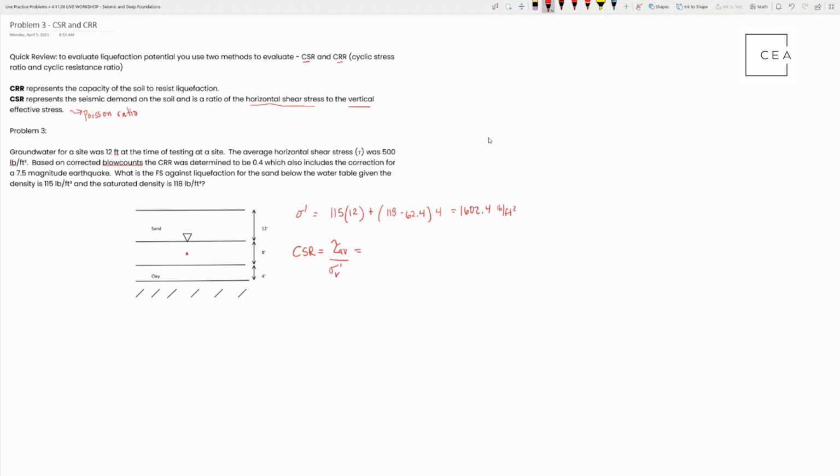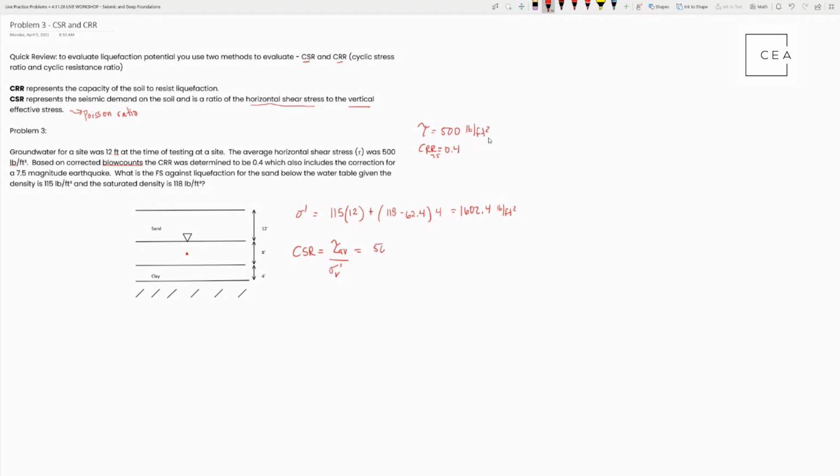We were given what the horizontal shear stress was. And in all honesty, I'd probably write down what each of these values were right over on the side, just so it's a quicker reference for me. Horizontal shear stress was given to me as this. CRR was given to me as 0.4, but it says this also includes a correction for 7.5 magnitude, so that's the CRR for a 7.5 magnitude. We're solving for the factor of safety, and you were given these. You could write in the layers if you wanted to. So this is pretty straightforward.